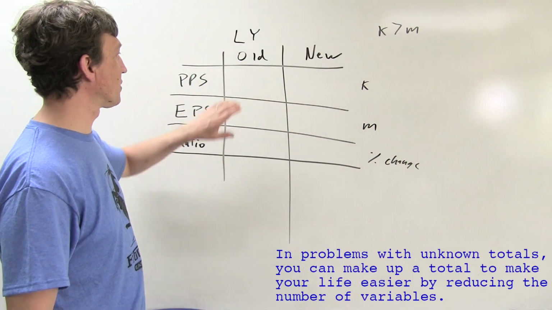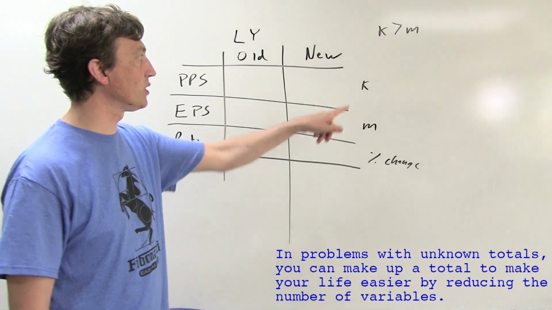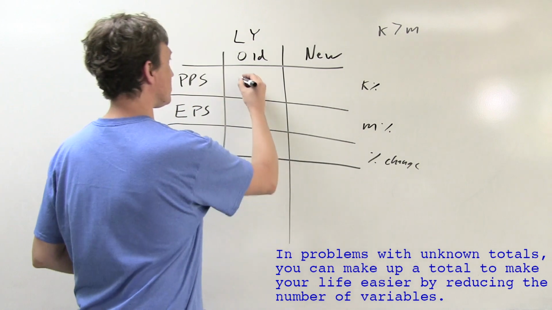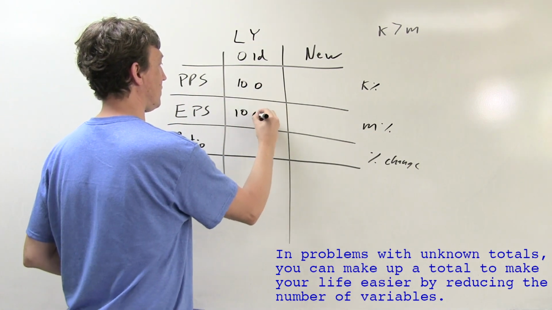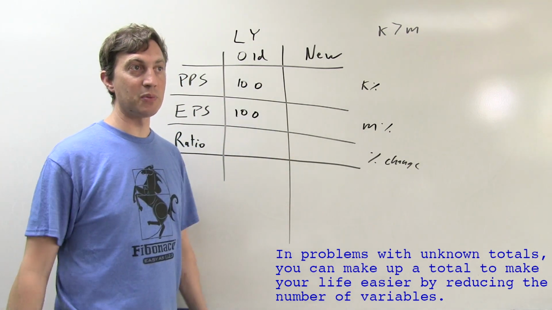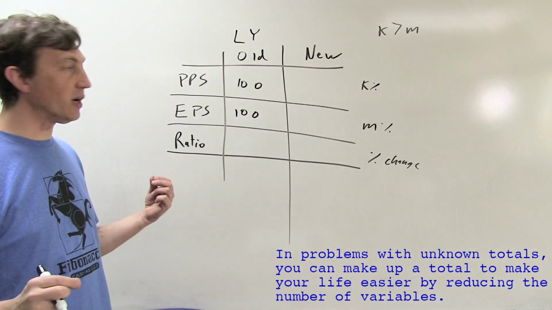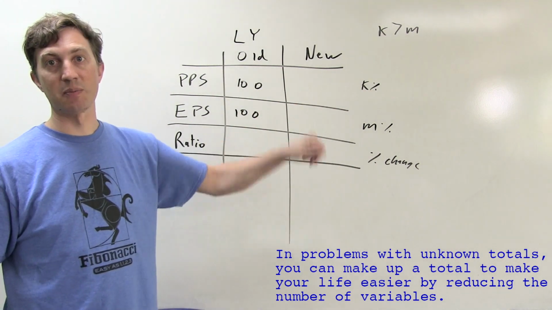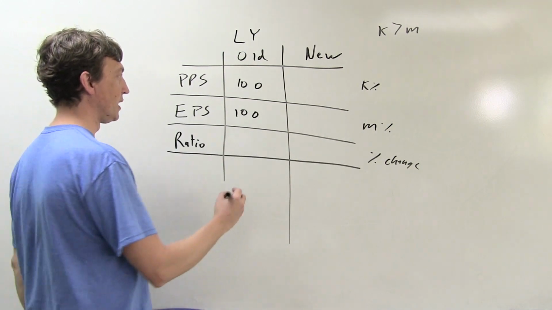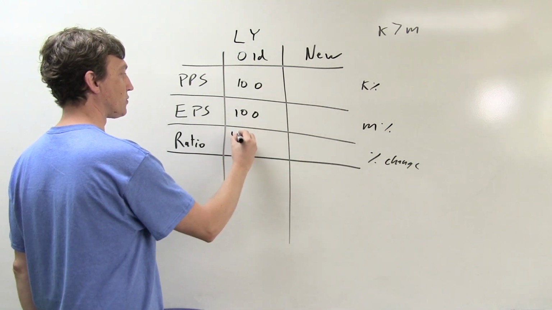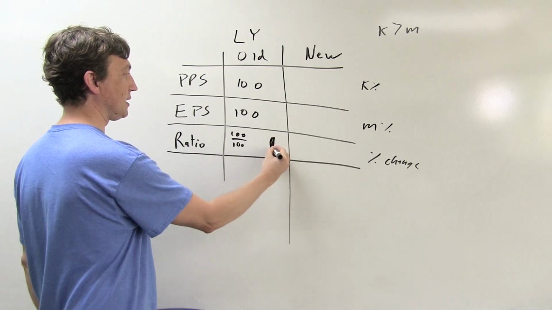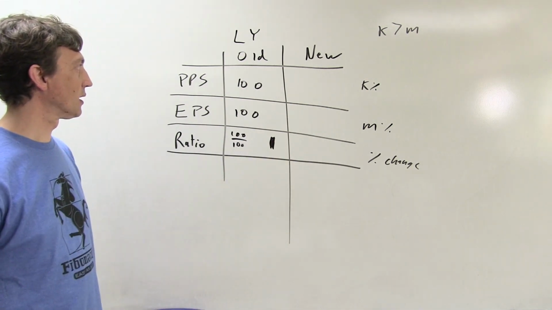I've got some old price per share and earnings per share that are going to increase by some percent, right? K% and M%. And so the easiest old values I know about are 100 when I'm dealing with a percent. And I can make up whatever I want here. Because it doesn't tell us what the old prices were, it just tells us the percent change, so it can't matter. In that case, the ratio is 100 to 100, or just 1, and I'm happy because that seems like an easy ratio to work with.